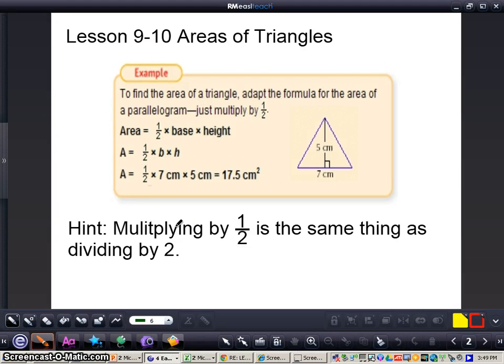In this video, we're going to take a look at how you find the area of a triangle. Now, to find the area of a triangle, you need to adapt the formula for the area of a parallelogram just by multiplying by a half. Instead of multiplying by a half, you can actually divide by 2. It's the same exact thing. Okay, so you can see multiplying by 1/2 is the same as dividing by the number 2.